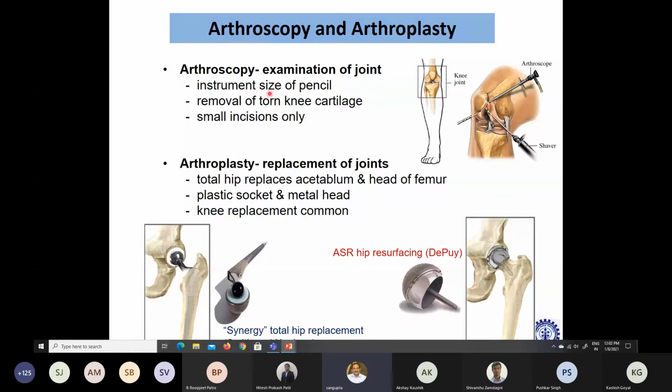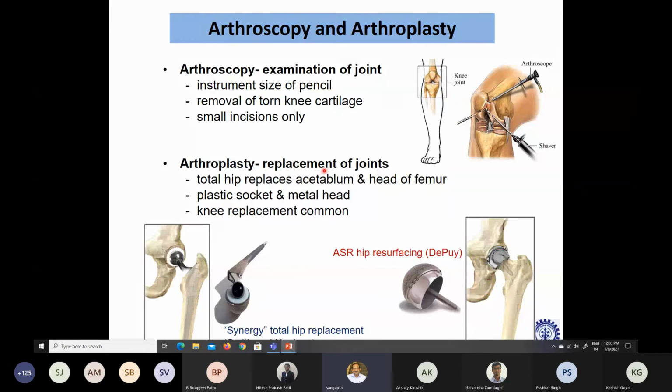An instrument the size of a pencil is used. Torn knee cartilages, say, can also be removed. Something can be mended here in the normal joint to bring you back to the maximum normal condition, as you can imagine. Only small incisions. So you do the arthroscopy surgery. It is a surgery to actually mend some disorders that might have set in a joint.